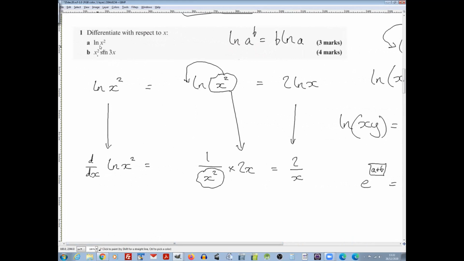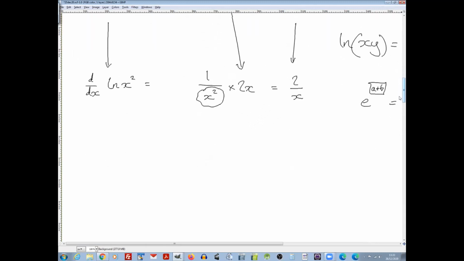So we've differentiated that, and it's just 2 over x. Okay. And then you get 3 marks for that. So it's not a nothing question. It's 3 marks. There's more to it than the kind of differentiation you're used to. And now let's do x squared sine 3x.